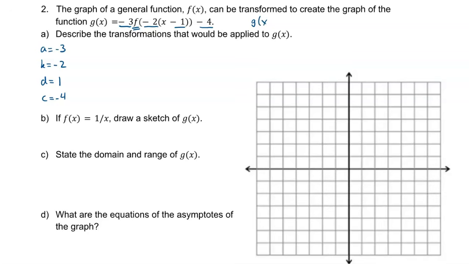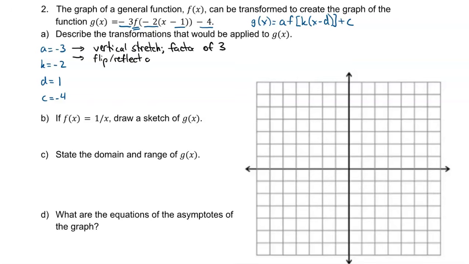So now we're going to list how those restrictions apply. Remember, in general, it's a times f of k, x minus d, plus c. And so the a value being negative 3 is going to mean that it is a vertical stretch by a factor of 3. Vertical stretch by a factor of 3. Now the negative also has something to affect that, and that negative is going to flip it over the x-axis. Notice that's a vertical flip. So the x is the horizontal axis, so it's going to reflect or flip over that horizontal axis. It's going to vertically flip.